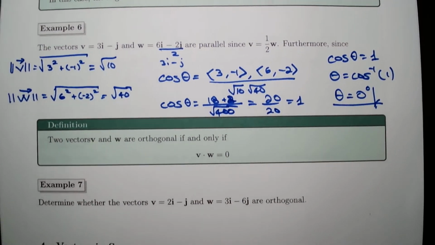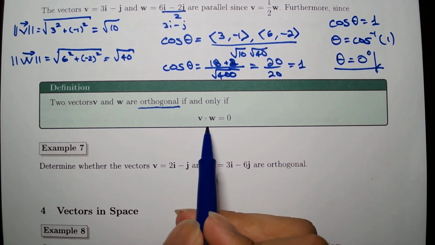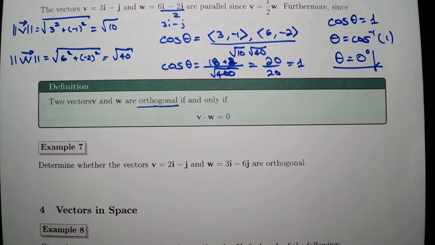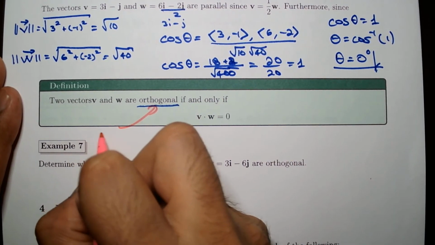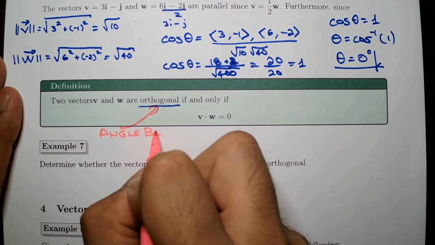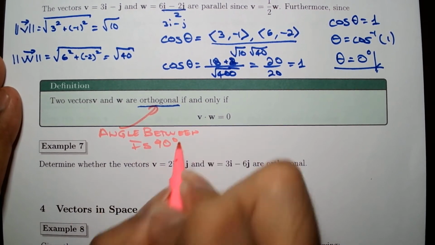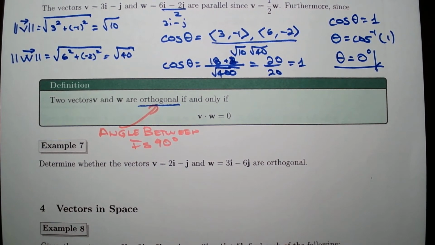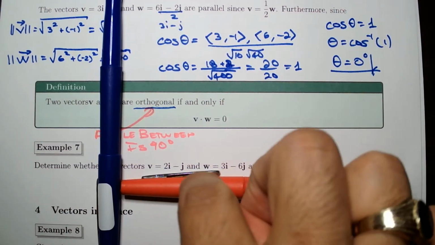Another very important result or definition: two vectors v and w are orthogonal if and only if the dot product equals 0. What does it mean to be orthogonal? Orthogonal is a fancy way to say the angle between them is 90 degrees. In other words, they're perpendicular. But perpendicular is typically used when we're looking at images in 2 dimensions, x and y.